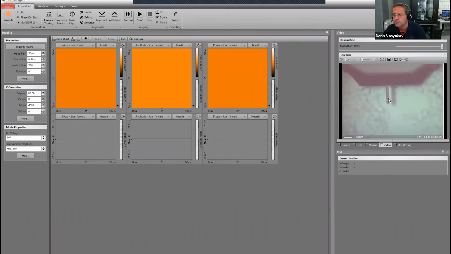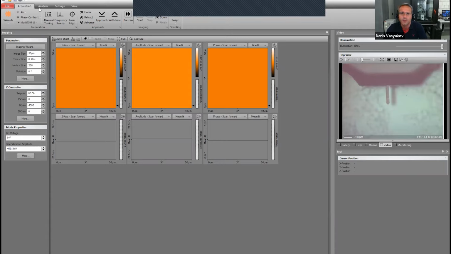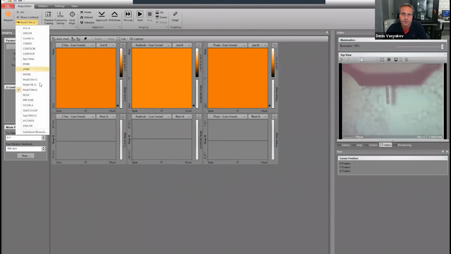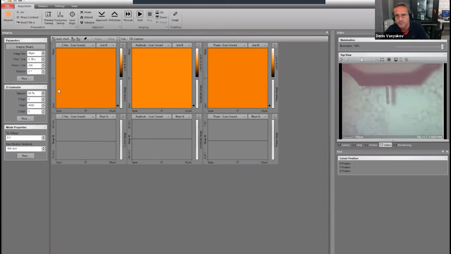Okay, so on the left, you see there's a cantilever, there is a sample below, there's a laser spot on the cantilever. I already did the laser alignment, so we're not gonna do that. But what you need to check is that you're doing phase contrast measurement. This is where will be our magnetic signal, and that you're using the right cantilever. In this case, I'm using this Multi75-G from Budget Sensors.